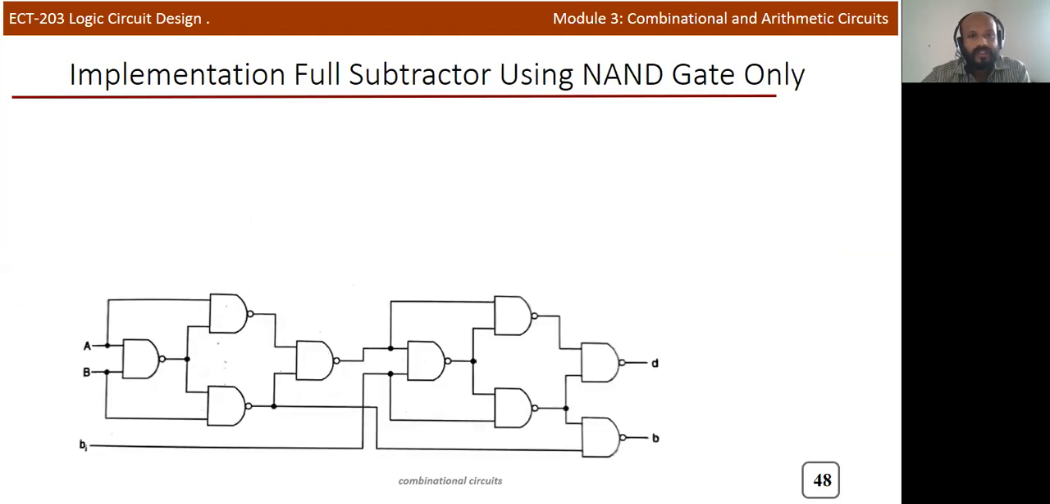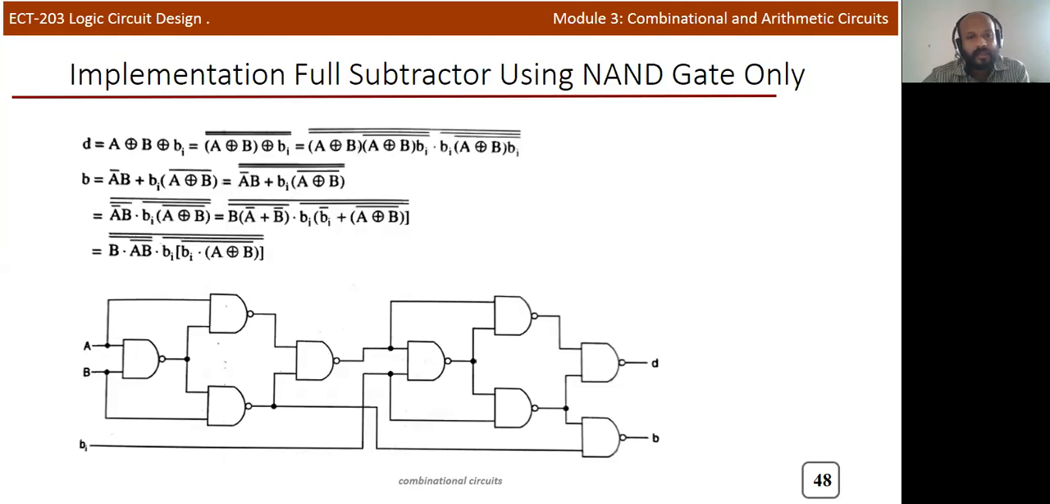Now implementation of full subtractor using NAND gate. Exactly the same way we already discussed in the full adder. The same concept we can use. Either you can use C, or here it is written BI, and the difference and borrow out is simply written as B. Okay, so difference part and borrow part. The same procedure you can use to solve this, and again you can identify that 9 NAND gates are required to simplify all these equations.